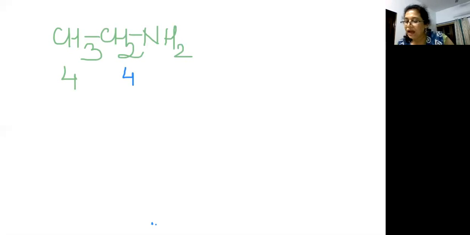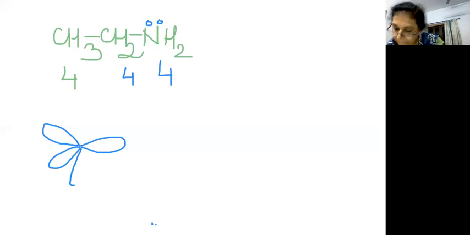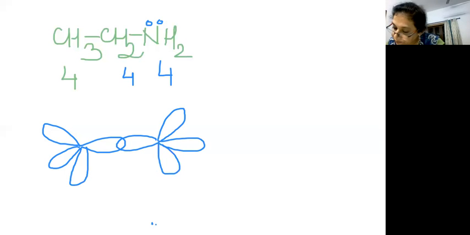And my nitrogen, I can see 3 sigma bonds here. That means 6 electrons are accounted for. Thus, there is 1 lone pair of electrons there. So now you have 4, the steric number again being 4. So now we can start with the hybridization here. Let's make, first we make for carbon, then I make for another carbon, and now I make for nitrogen.